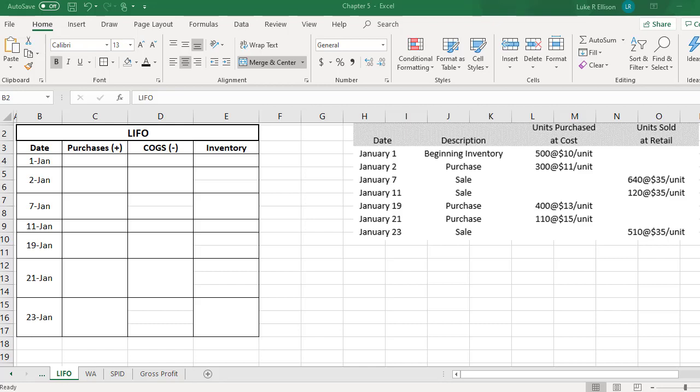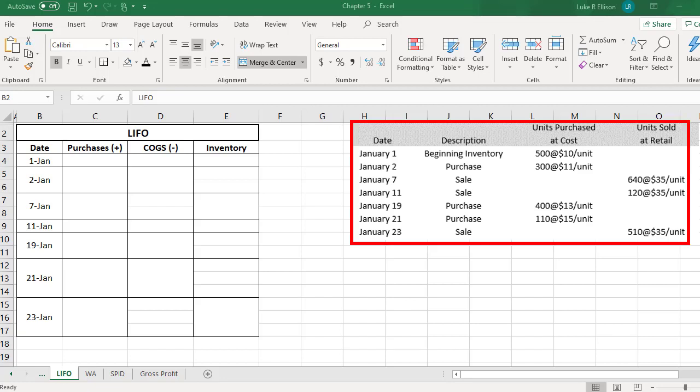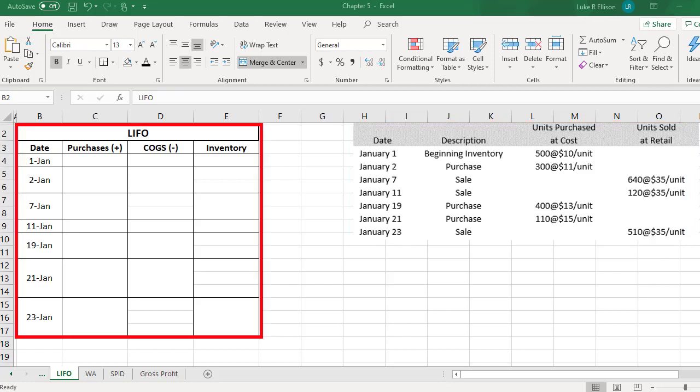Hello! Today we will be covering the LIFO, or last in first out method for calculating cost of goods sold and ending inventory. On the right, I have a list of transactions that the company was involved in, including purchases and sales. On the left, I have a chart where I will show my work as we complete this problem.